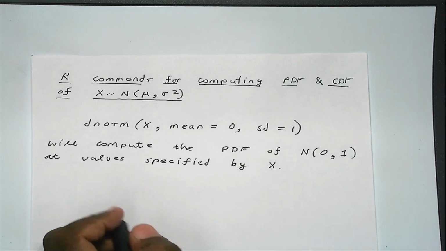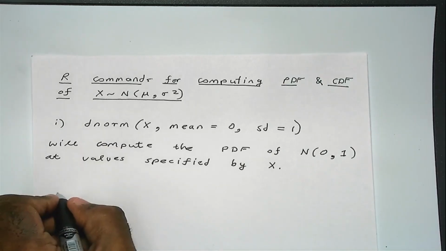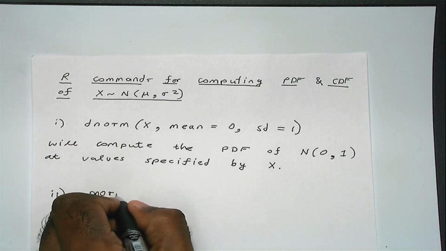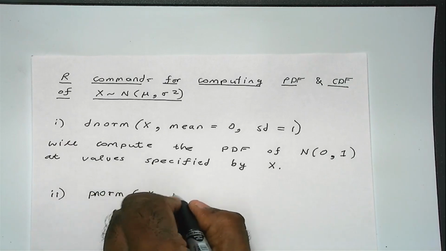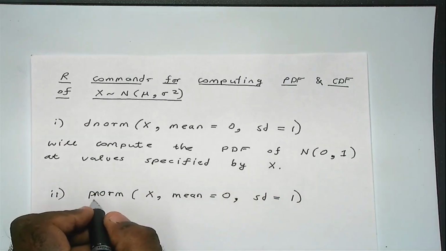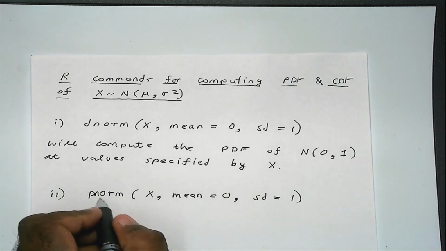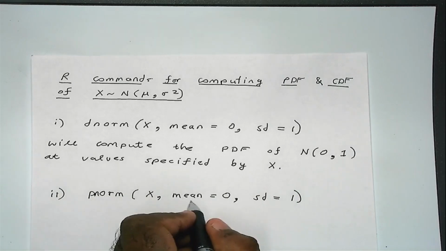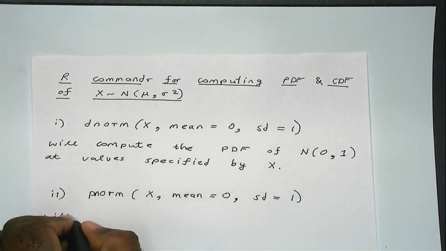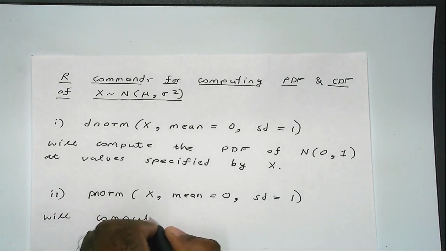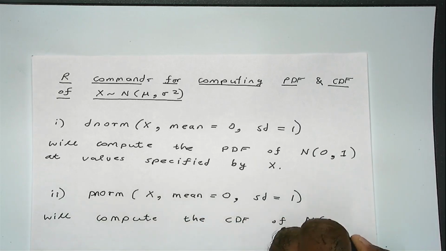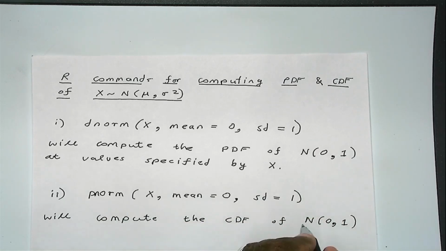Right, that's one. The second I want to show you is the pnorm command. pnorm(x, mean = 0, sd = 1). P here stands for probability. So what this computes is the CDF of the normal distribution at x, where mu is 0 and sigma is equal to 1. So this will compute the CDF of the normal variable with mean 0 and SD, the sigma, equal to 1.